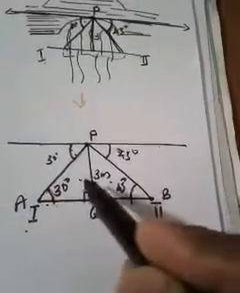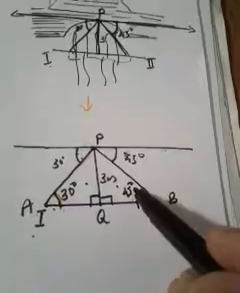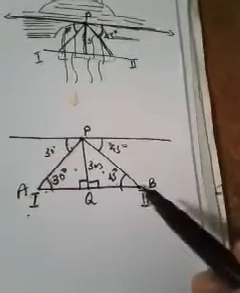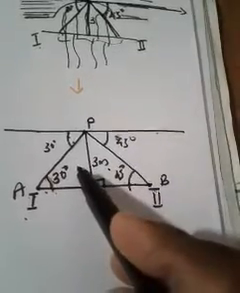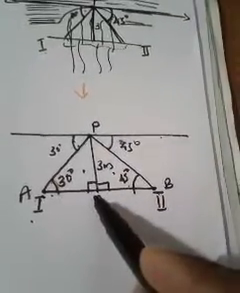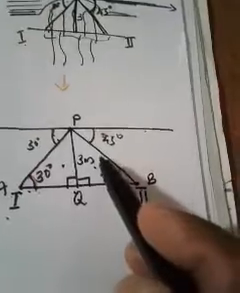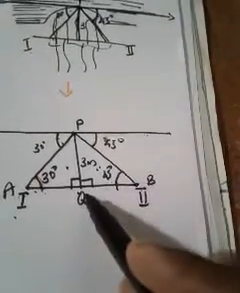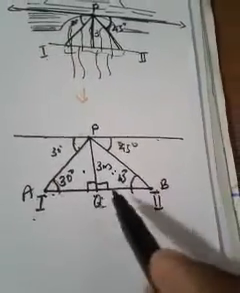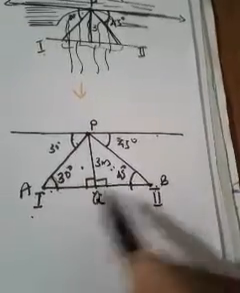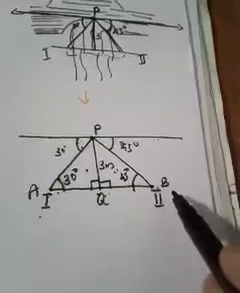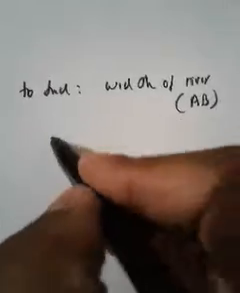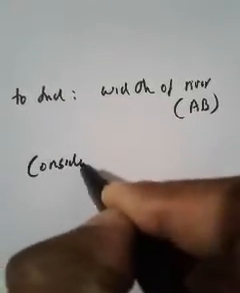Consider the two right triangles separately. Just consider this right triangle and calculate AQ. You can easily calculate that. Next you can consider this right triangle, and you can easily calculate QB. Once you get AQ and QB, just add AQ and QB, and we will get the width of the river AB, because AQ plus QB is nothing but AB. That is the trick we are going to use.